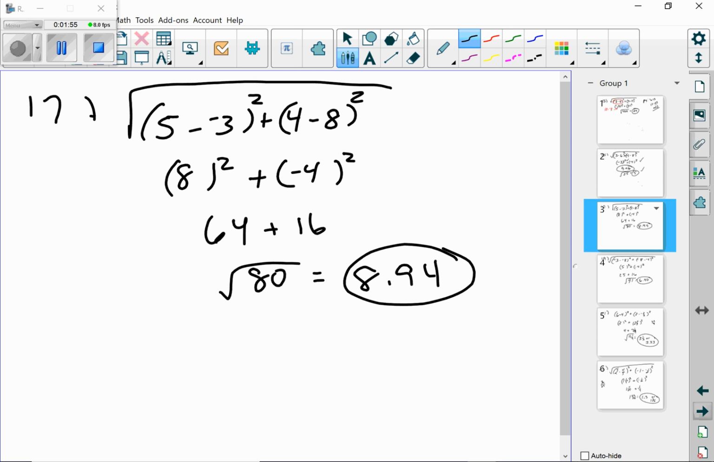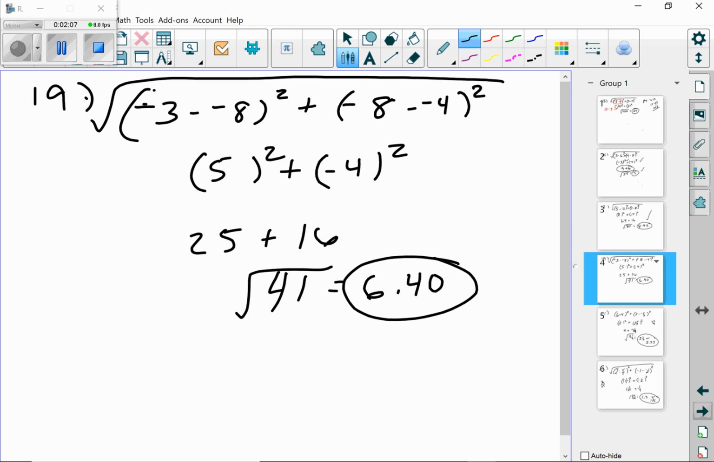Number 17, 5 minus negative 3 is a positive 8. 4 minus 8 makes negative 4. Square those, 64, 16. Add those, 80. We get a decimal, 8.94. 8.9 if you're going to the nearest tenth. Number 19, negative 3 minus negative 8 gives me positive 5. And negative 8 minus negative 4 gives me negative 4. Square those, 25 and 16 make 41. Square root that, 6.4. 6.40 is fine.